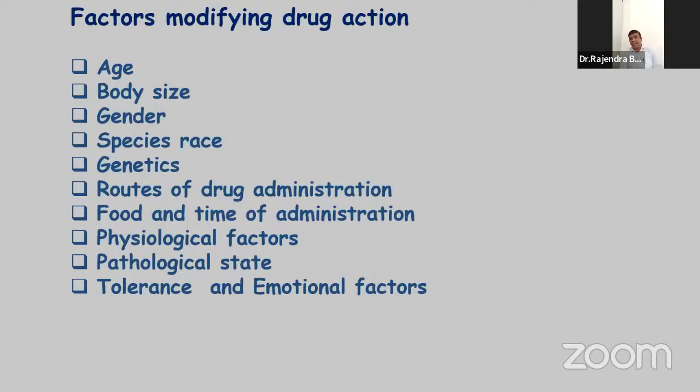So you have to go through the Barar. You can go through Tripathi also, which is nice. They have given details about the factors modifying the drug action. Next slide, please.